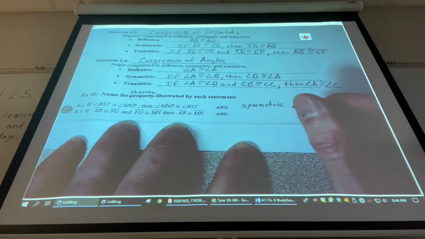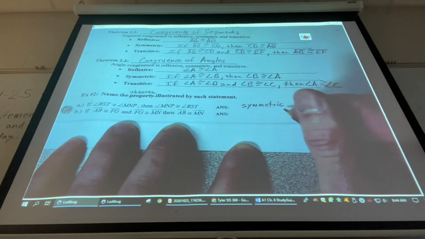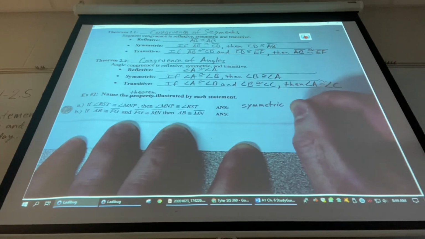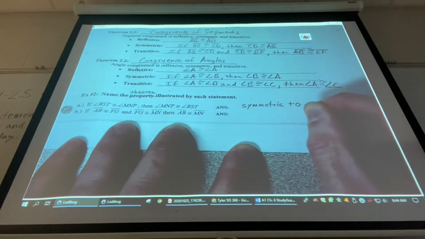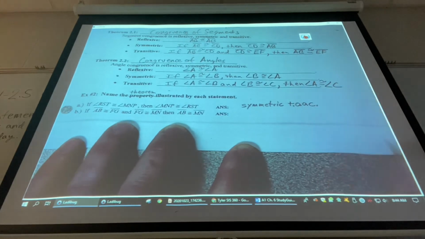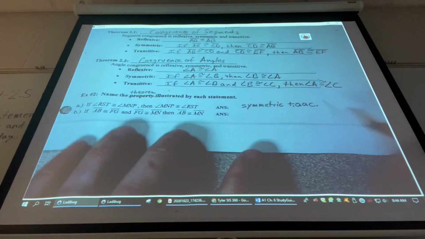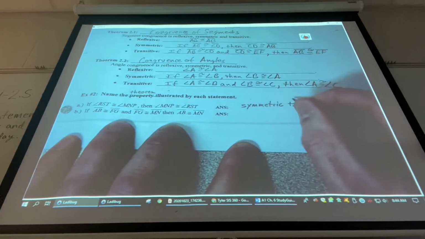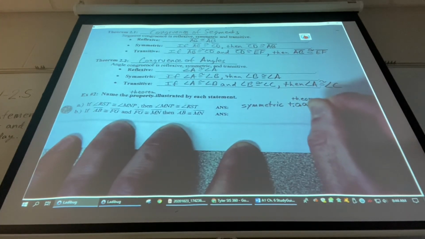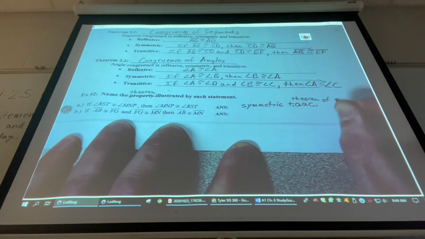I'm not sure that. Symmetric. Theorem of angle congruence? That seems complicated, doesn't it? I don't know. But yeah, symmetric theorem of angles congruence.